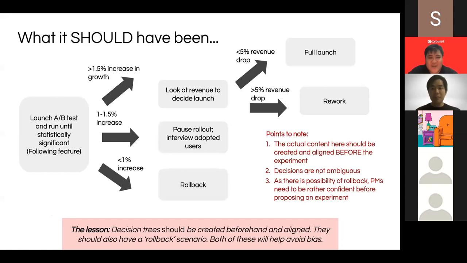I don't think it's very normal, especially if you have a new product, for you to worry about statistical significance. It could be, for example, this first box: interview 20 people. If 15 say that they are for this, we launch. If 10 to 15 say they are not for this, then we rework. And less than 10, not a good idea to invest further.